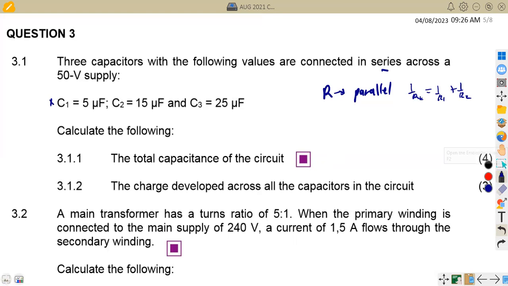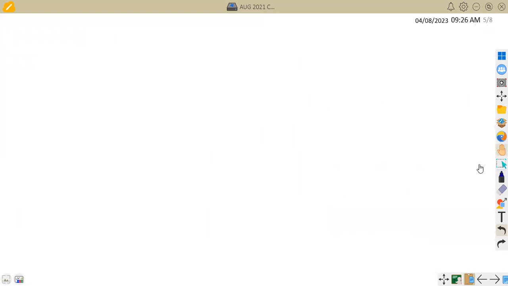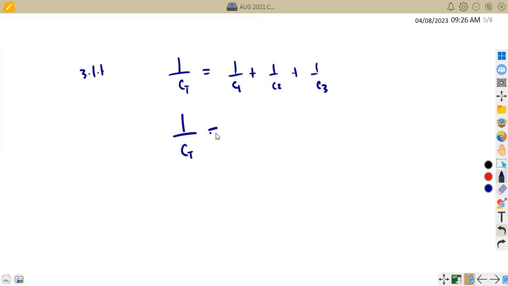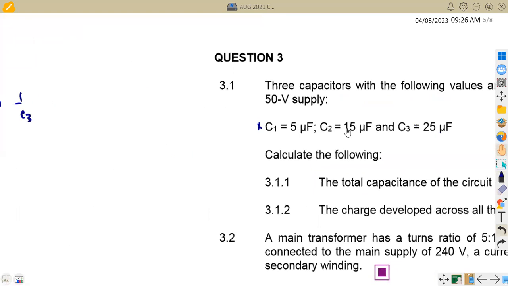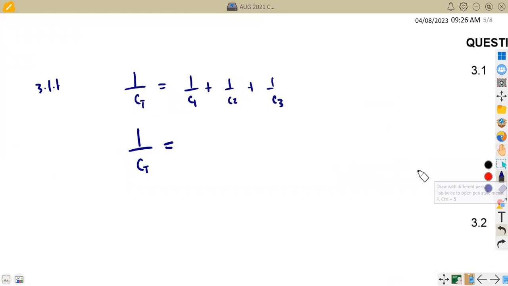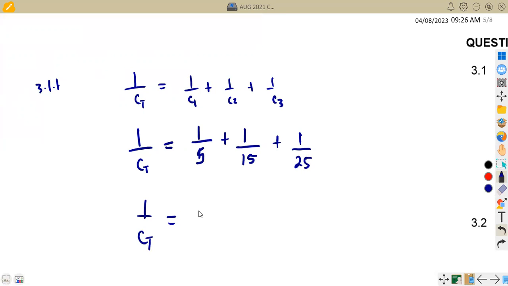So we have got 3 capacitors here. So 3.11: 1 over CT, which is 1 over the total capacitance, is equal to 1 over C1 plus 1 over C2 plus 1 over C3. Referring to your capacitors, that's 5, 15, and 25. So it's 1 over 5, plus 1 over 15, plus 1 over 25. We're going to calculate the total, which gives us 23 over 75 from your calculator.